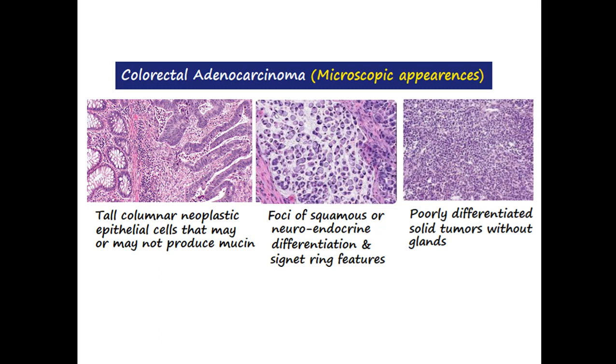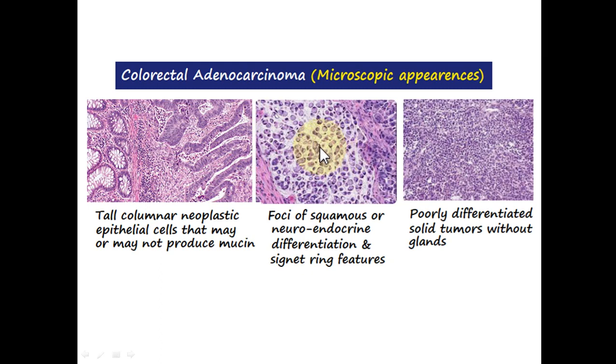Under the microscope, the three most common pictures that are seen, one is the typical type of adenocarcinoma. Here, the tumor cells can be identified as tall columnar epithelial cells, glandular epithelial cells, and the elongated large glandular structures are formed due to excessive proliferation of the neoplastic cells.